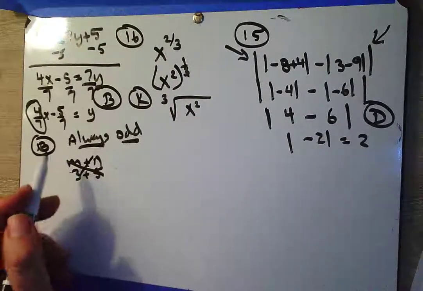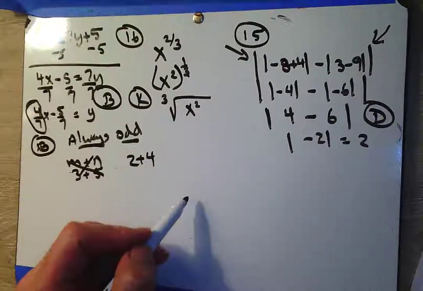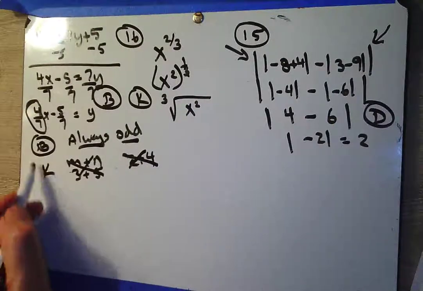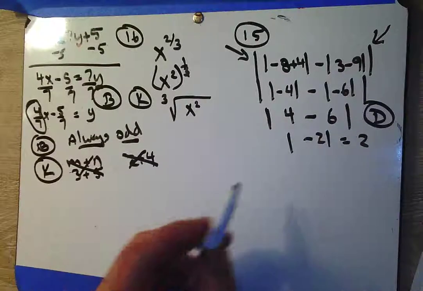What about both even integers? Okay, so 2 plus 4, does that add up to an odd number? Nope. And by process of elimination, we arrive at K. K is my answer for number 18. 19.